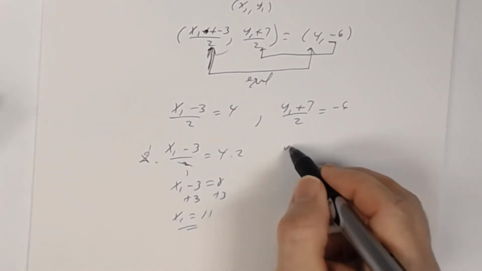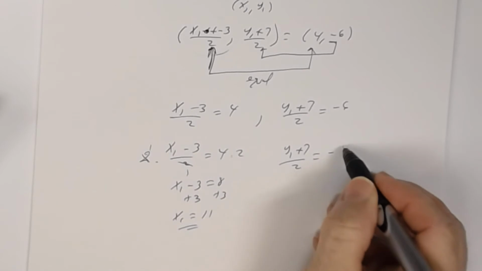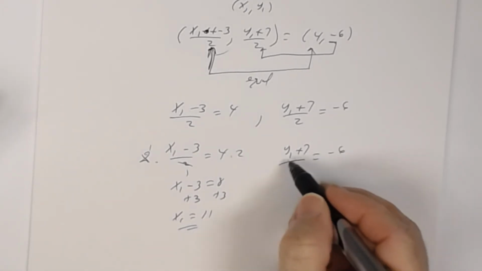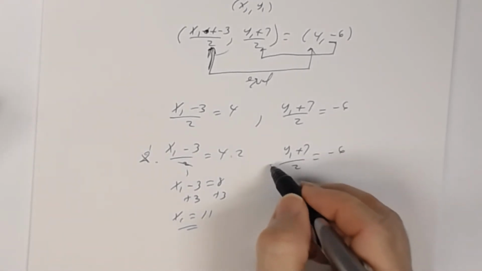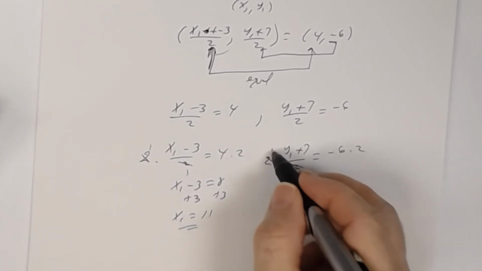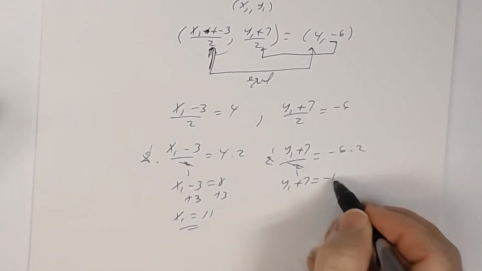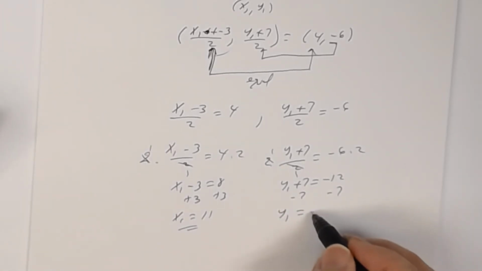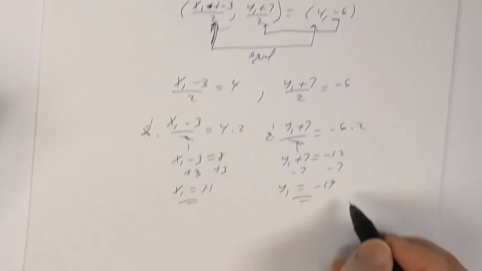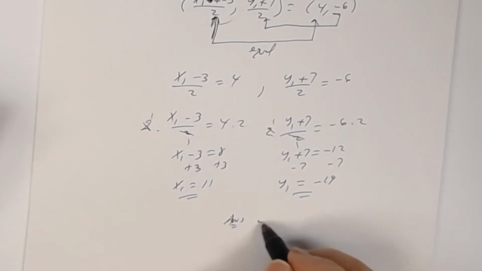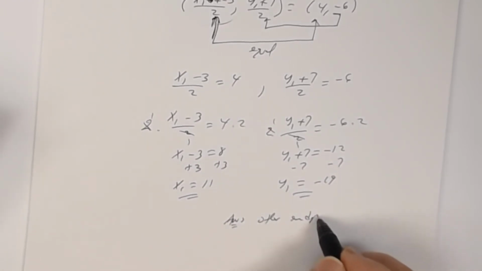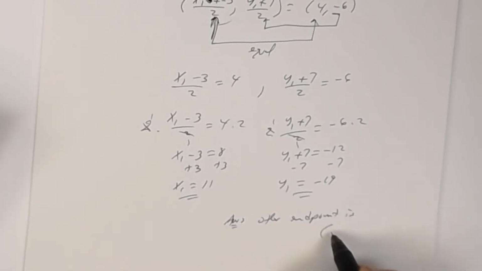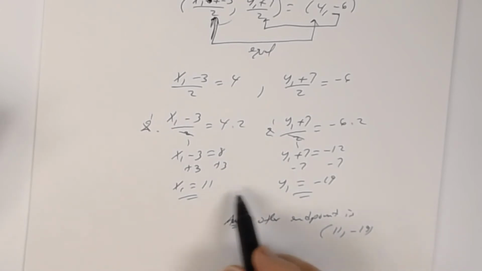Do the same thing here. y1 plus 7 divided by 2 equals -6. Multiplying both sides by 2, since the LCD is 2, these 2's divide out. I get y1 plus 7 is equal to -12. Subtract 7 from both sides, and the y coordinate of the endpoint is -19. So the answer is the other endpoint is 11, -19. Remember, the x coordinate goes first, the y coordinate goes second.